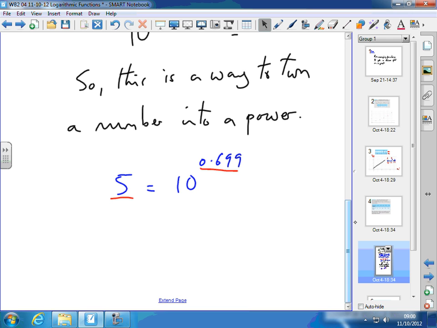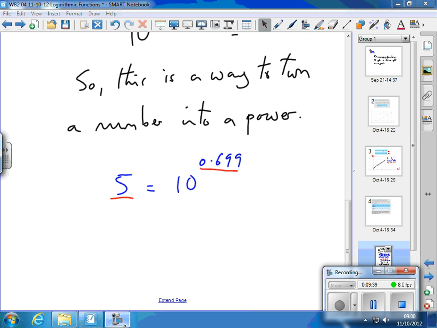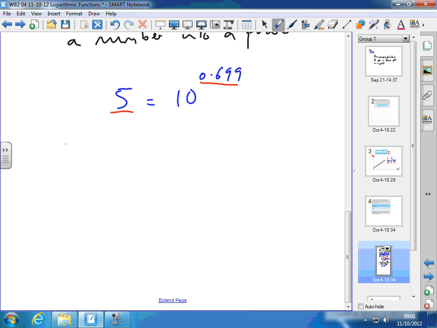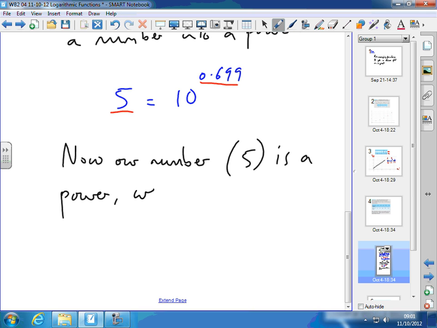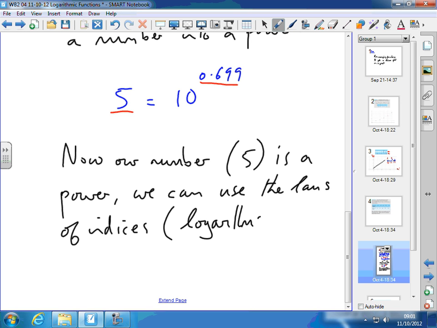By doing this, we can then use, let's make sure I'm recording this. So, I am recording it. So by doing this, we can use the laws of logarithms or indices to help us when looking at equations. So now that our number, in this case 5, is a power, we can use the laws of logarithms or indices, or logarithms, they're really the same thing, to manipulate functions.